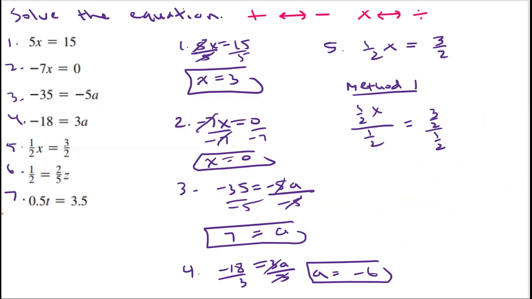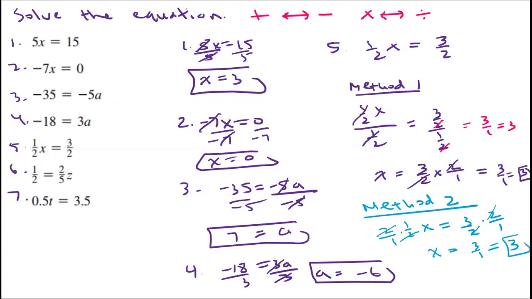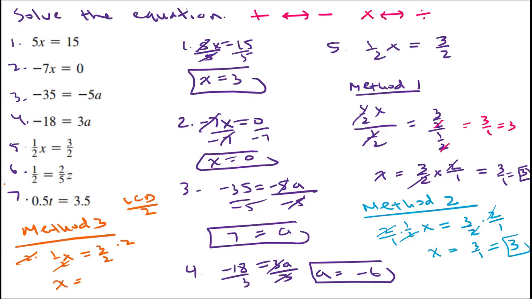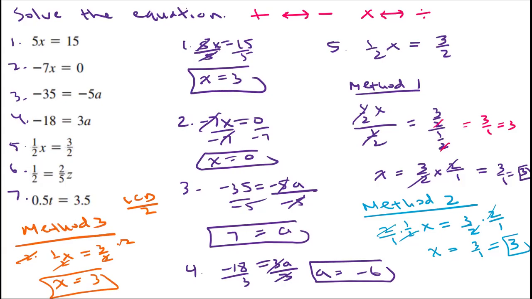So I'll put method 3 here. Method 3 is, well, I got 1/2 x is equal to 3/2. So my LCD here is 2. That's the least common denominator. So I can just multiply both sides by 2. And then the 2's here will cancel because 1 times x is x, and then the 2's here will cancel, and I'm left with 3.